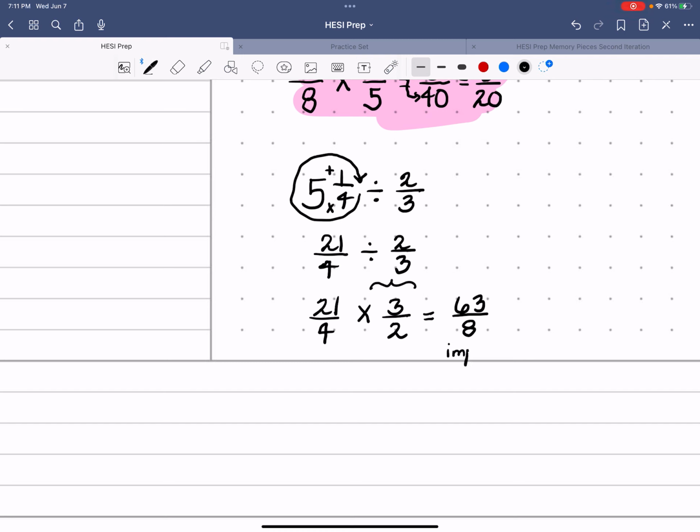This is improper, so we need to divide it on through to get the mixed number. So we have 63 divided by 8. 8 into 63 is 7 times. That's 56 with 7 left over. So we get 7 7/8 as the final answer on that one.